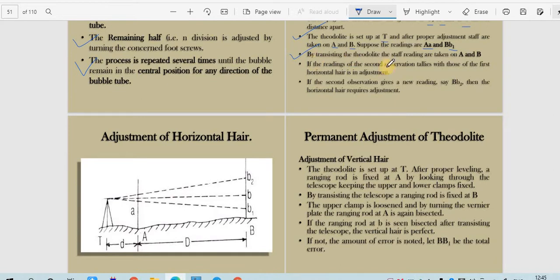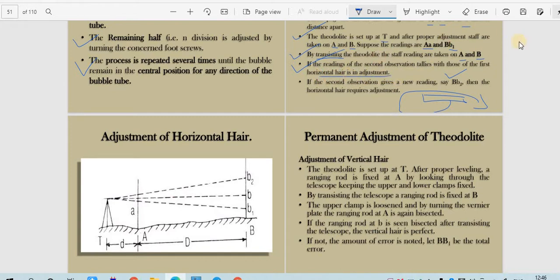Next, by transiting the theodolite, the staff readings are taken on A and B again. Transiting is nothing but turning the telescope through 180 degrees. So you turn the telescope by 180 degrees, and then again take the readings at A and B. Suppose the readings come out to be a2 and b2. If the readings of the second observation tally with those of the first, the horizontal hair needs no adjustment.